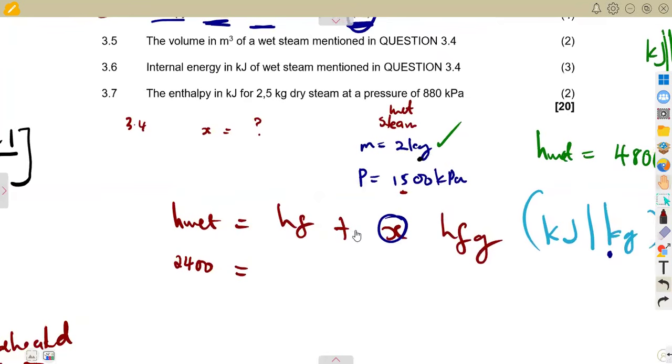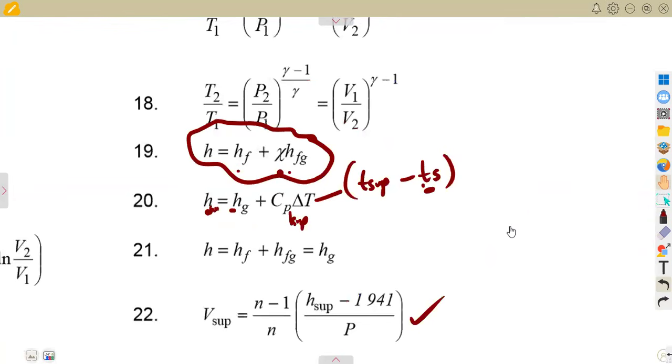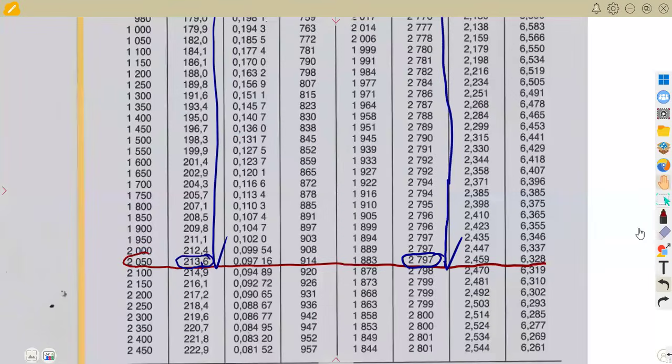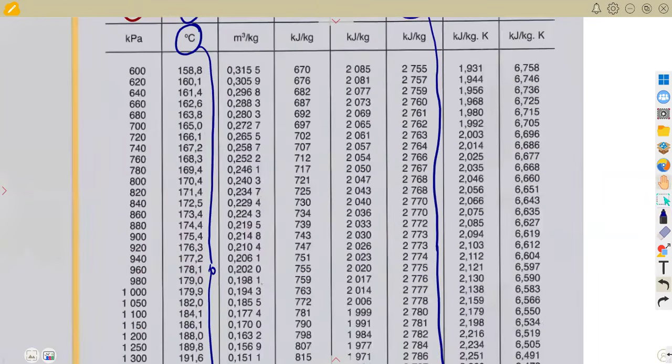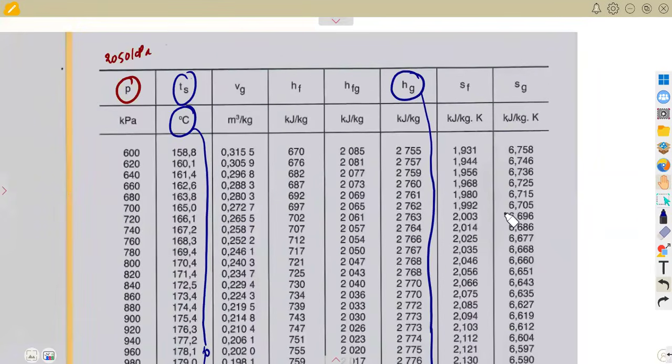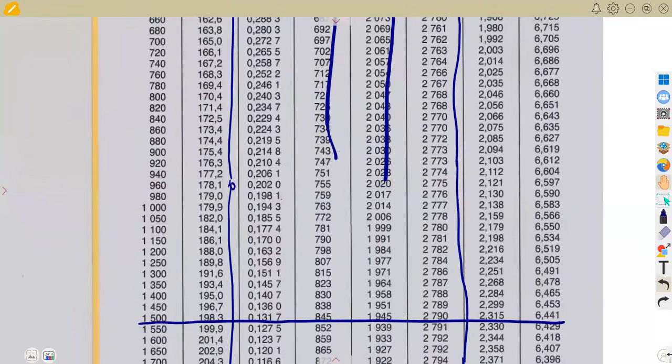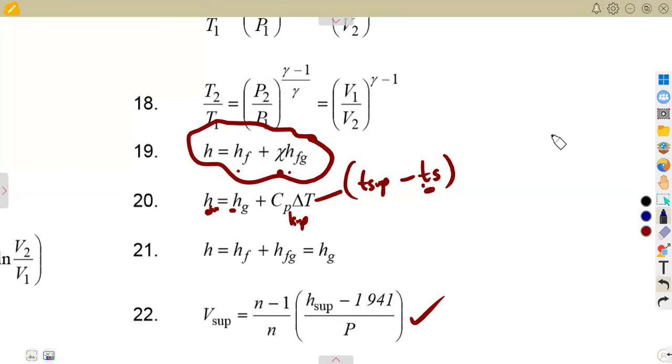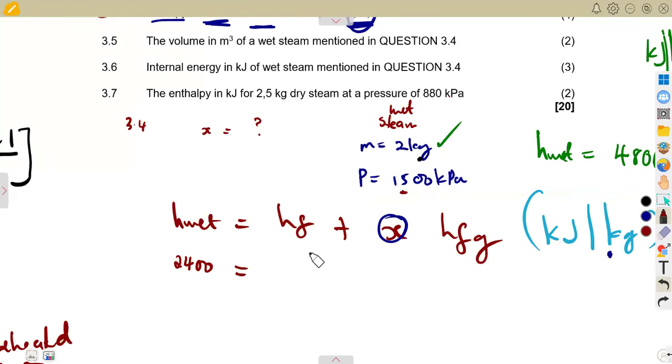Guys, I think now you know how to take these values. But anyways, let us go back to the steam table. This is at 1,500 here. So you go straight at 1,500. You must take the value which corresponds there with HF. HF and HFG. Remember, we need HF and HFG at 1,500. So this is HF 845, HFG 1,945. So these are the values that I need here. So we are going to have 845 here.